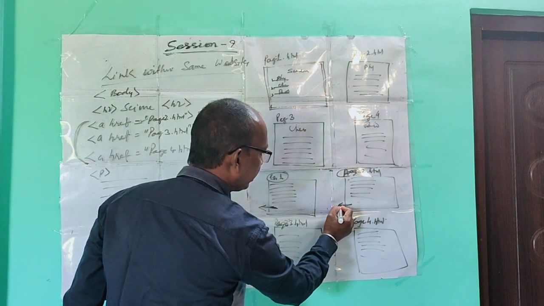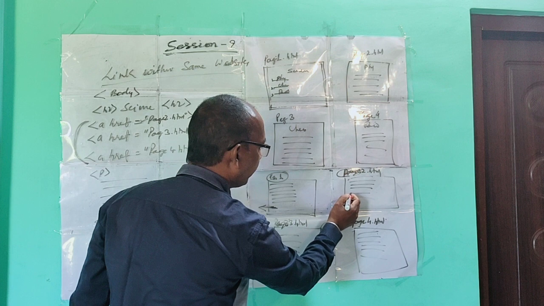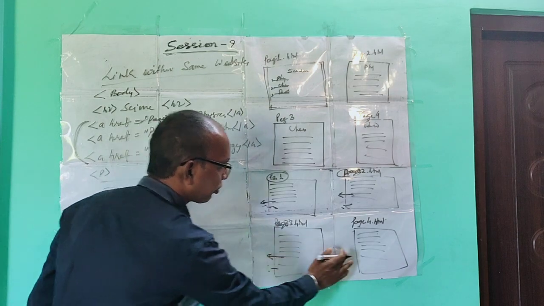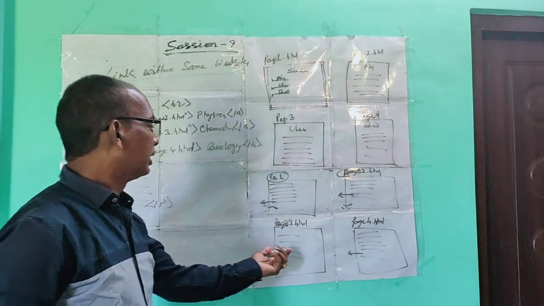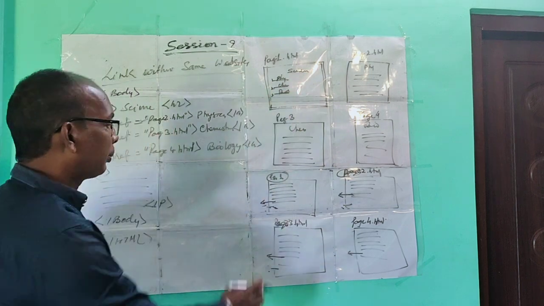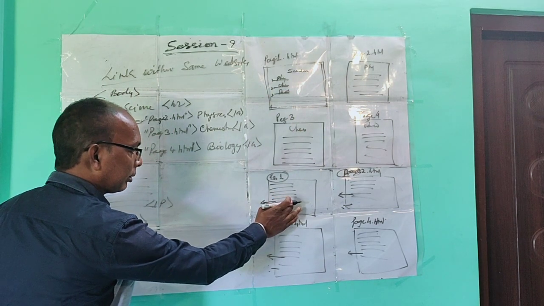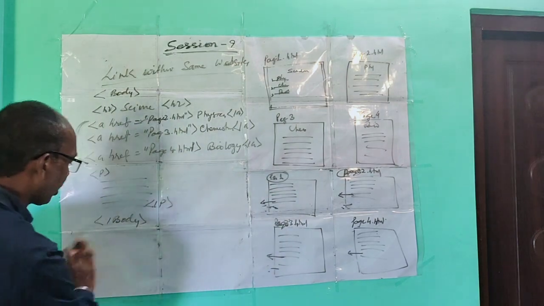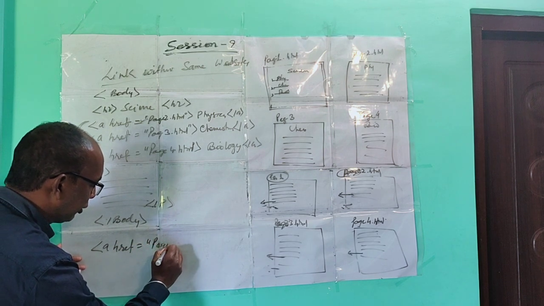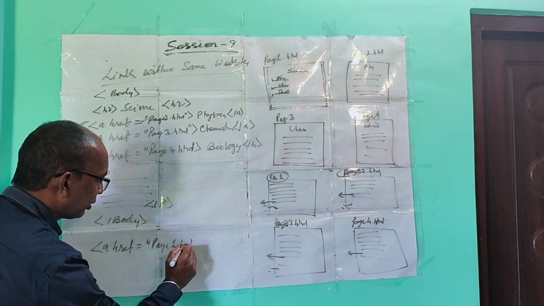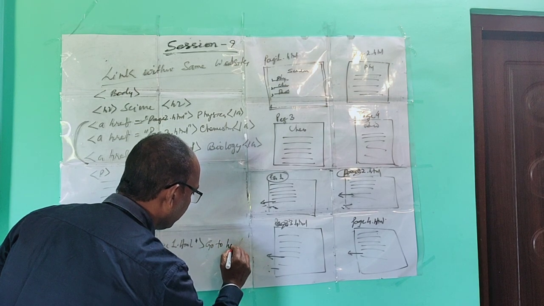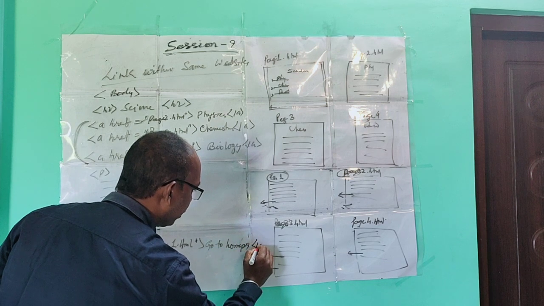To link directly from page number 3 to page number 1, page number 4 to page number 1, page number 2 to page number 1, we have to use one command here, that is a href equals to page 1.html, go to home page, anchor close.